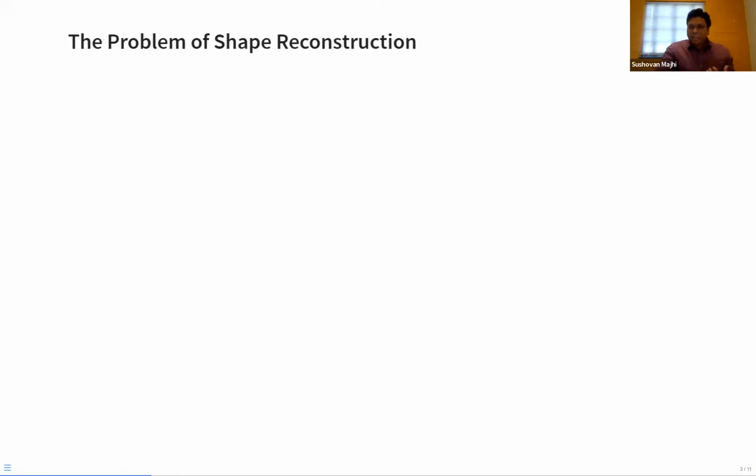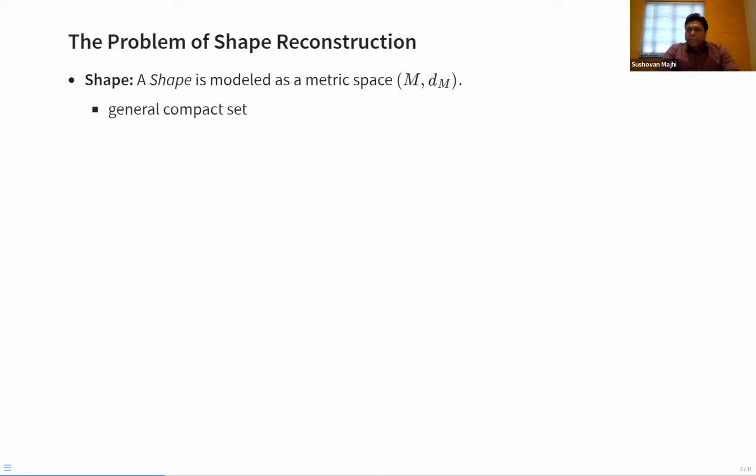All right, let's begin. The problem of shape reconstruction is a challenging problem. A shape is usually modeled as a metric space, M. We can take a compact metric space, but let's not make any assumptions right now. Compact space can be a very general set, right? But one can also talk about very special cases, for example, reconstruction of metric graphs. Or for today, let's talk about reconstruction of Riemannian manifolds. So we're taking M to be a Riemannian manifold with its geometry along with the topology.